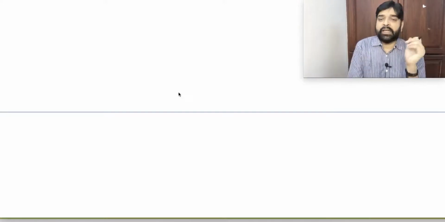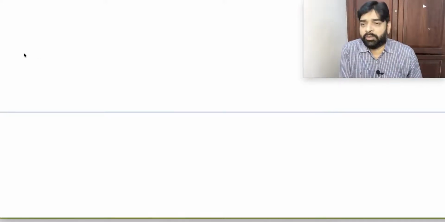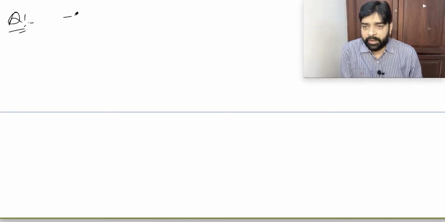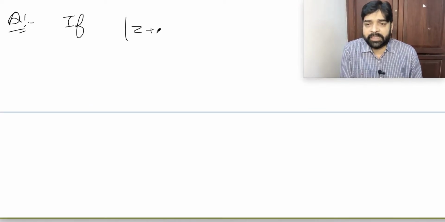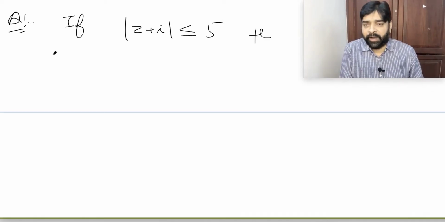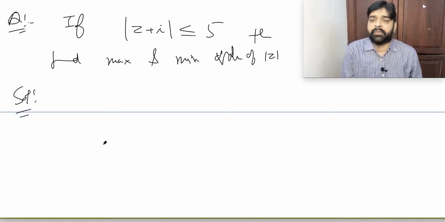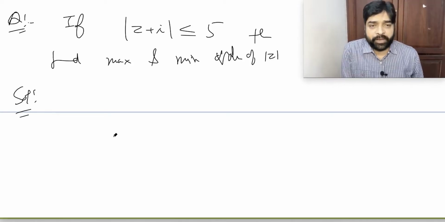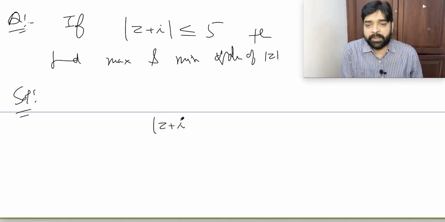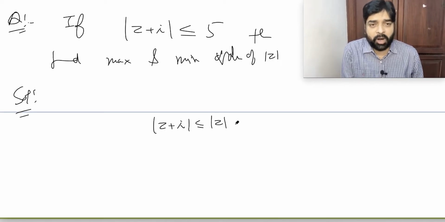Now, in this inequality also can come one question I will show, not more than that. If mod of z plus i, same thing, so that we can save the time, is less than equal to 5, then find the maximum and minimum value of mod z. Let's start. Mod of z plus i less than equal to 5. So I will say, first thing, mod of z plus i is less than equal to mod z plus mod i, that is the 1. Greater than equal to, I am directly writing, mod z minus 1 whole mod.